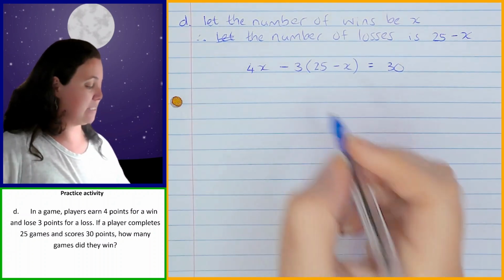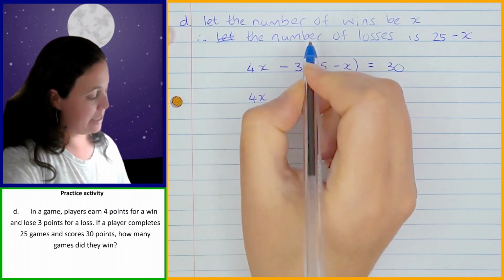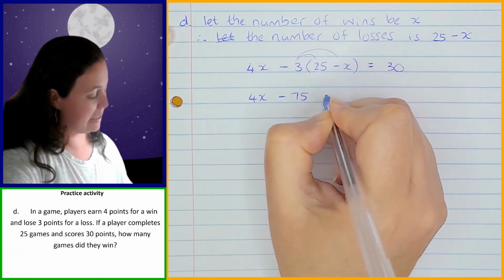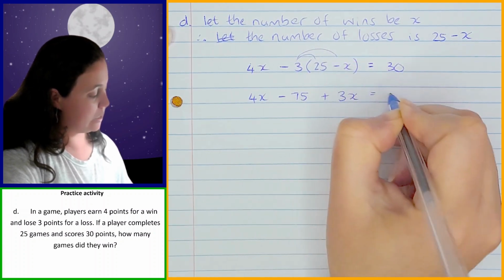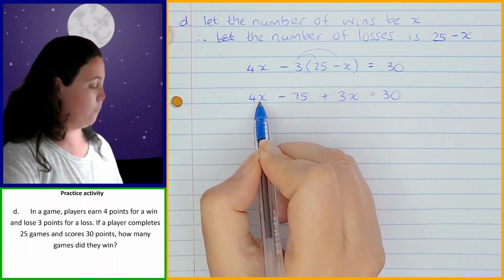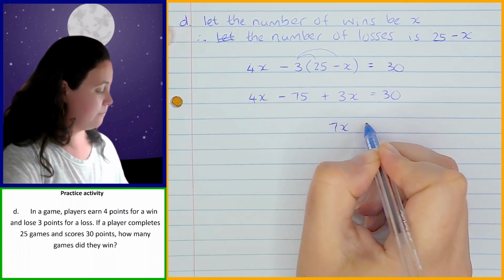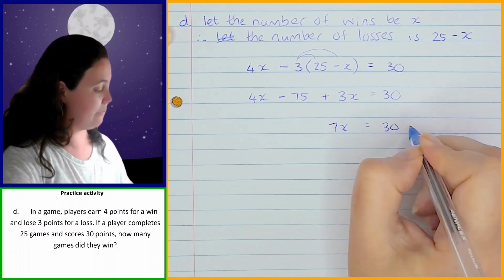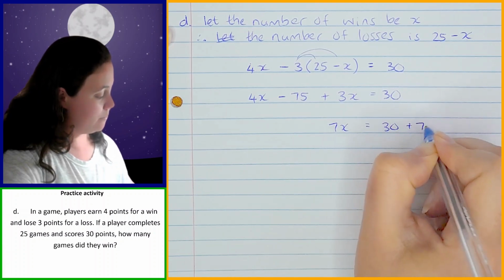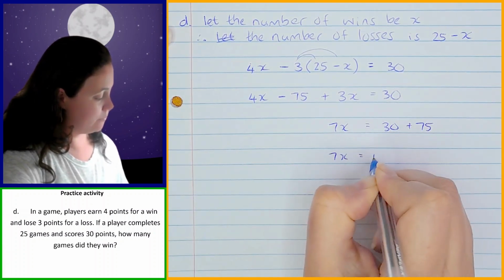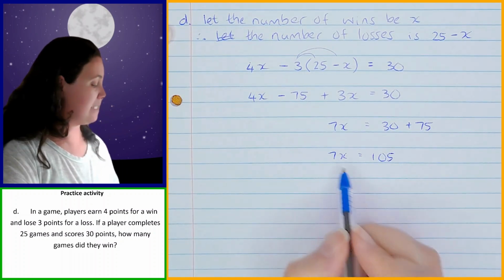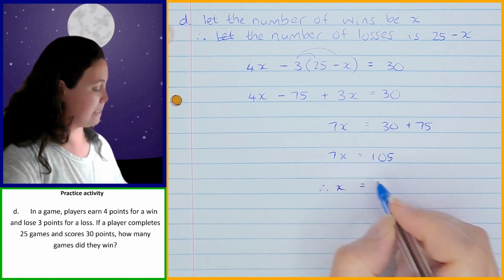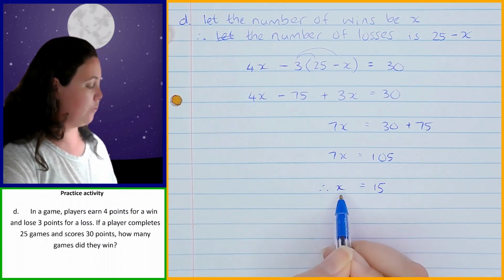Now we can go and solve for x. So I've got 4x, then negative 3 times 25 is minus 75, negative 3 times negative x is plus 3x, equals 30. So now I'm going to have 4x plus 3x is 7x on the left, and then 30, and then I'm going to add 75 on both sides. So I have 30 plus 75, that gives me 105. Okay, so now I know that 7x is 105, so I need to divide by 7 to get what x is. So 105 divided by 7 is 15. So now I know that x is 15.